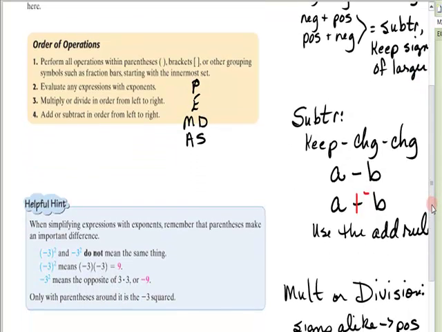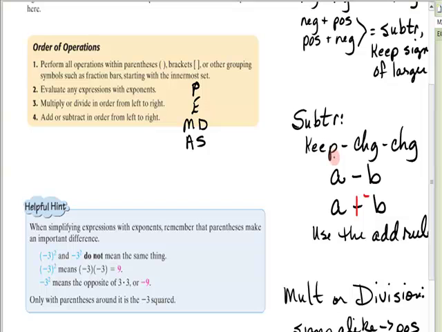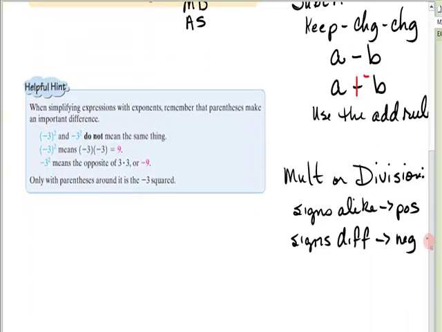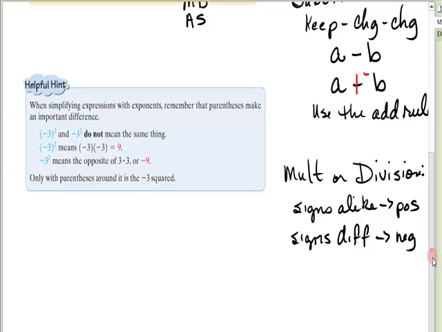Okay, subtraction. Subtraction is the one where we grab our red pen. If you see a subtraction, you know you're going to keep the first quantity exactly as it is. You're going to change from subtraction to addition. You're going to change the sign of the second quantity to its opposite. Once you've done that, you're going to use the addition rules. Then finally, multiplication or division, either one. If the signs are alike for the two numbers, you get a positive answer. If the signs are different, you get a negative answer.